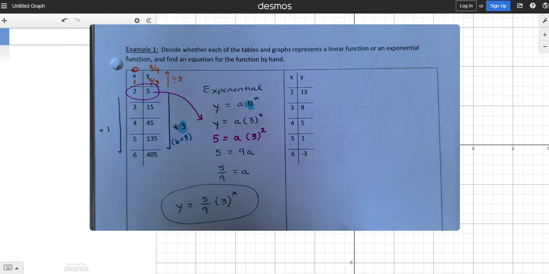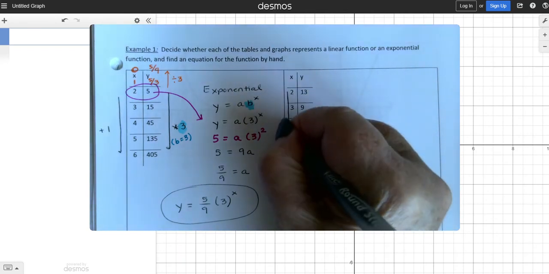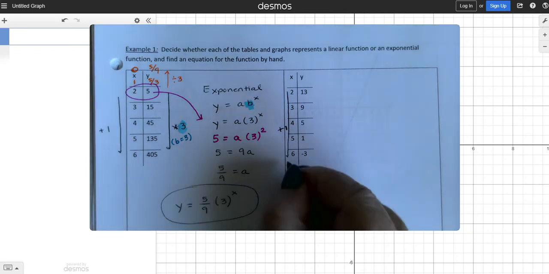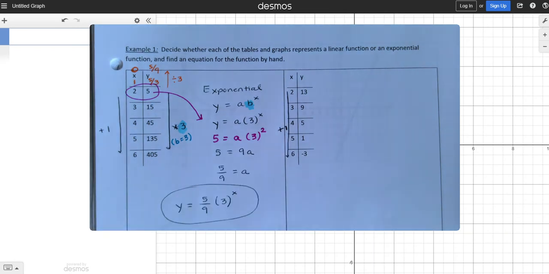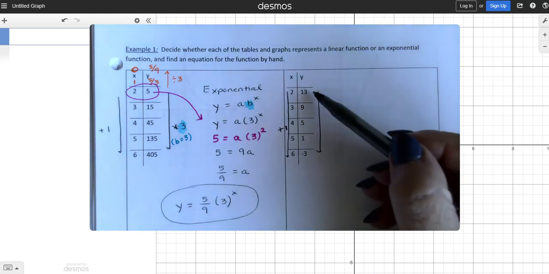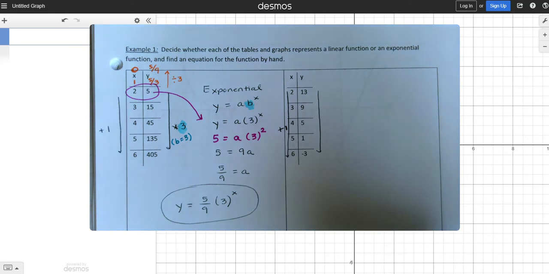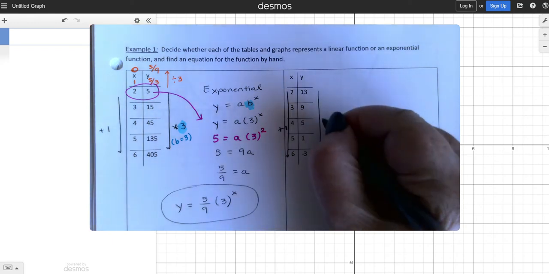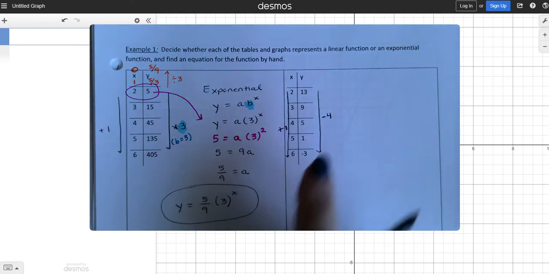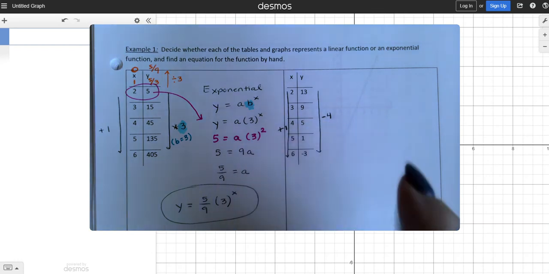All right, let's look at this next example. Once again, I'm verifying that yes, my x's go up by 1s. So I can use this table to predict what's going on. And I want to think about the pattern in the y values. This one looks like we're subtracting 4 or adding a -4. So that's not multiplication, that's addition subtraction. This one's linear.